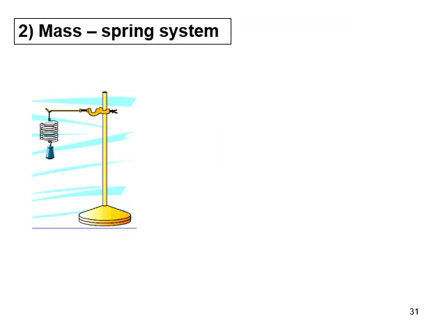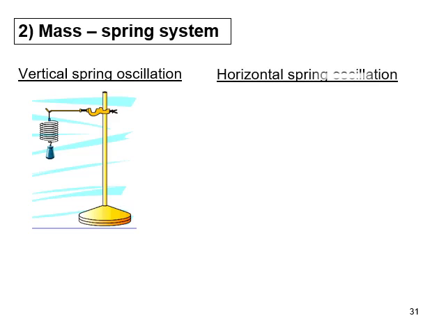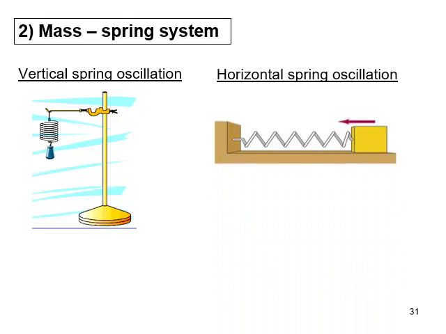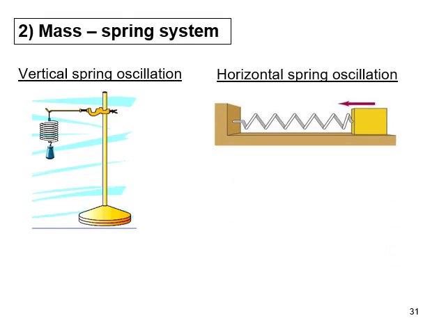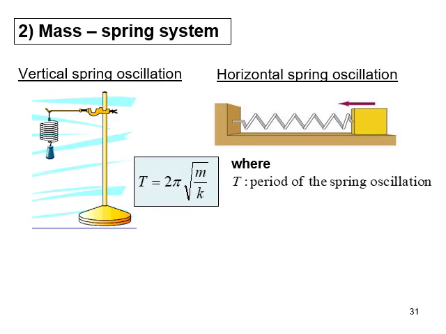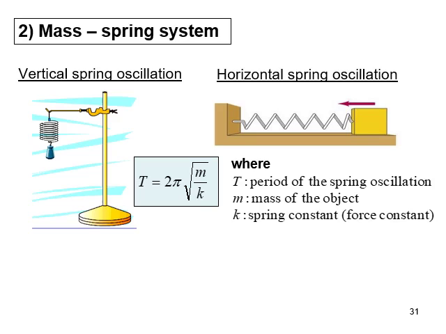Second, mass spring system. There are two types of mass spring system. First is vertical spring oscillation and second is horizontal spring oscillation. The period of this spring oscillation is given by T is equal to 2 pi square root of m over k, where T is the period of the spring oscillation, m is the mass of the object, and k is the spring constant or force constant.